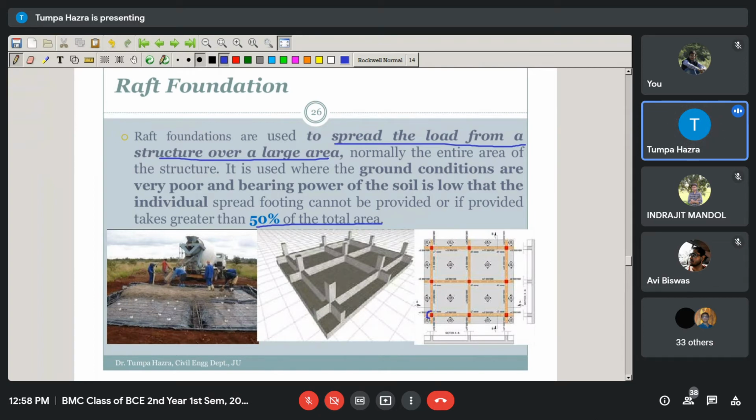These red marks are basically the sign of the columns, and these columns are joined by the beams. Okay, joined by the beams, and above the beams there is a slab. So therefore this will uniformly distribute the load of the superstructure within the permissible limit of the bearing capacity of the soil. Okay. So these are all about the shallow foundations.